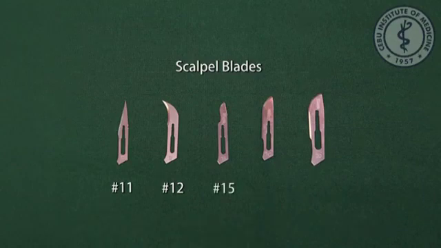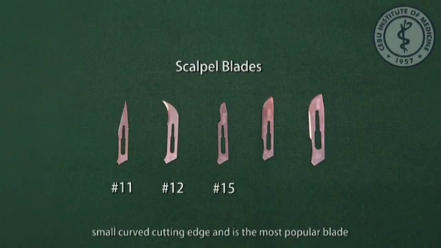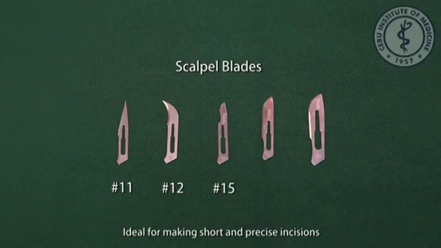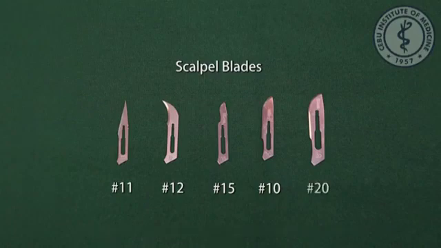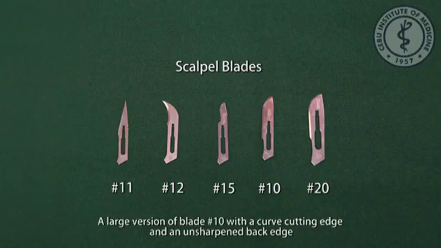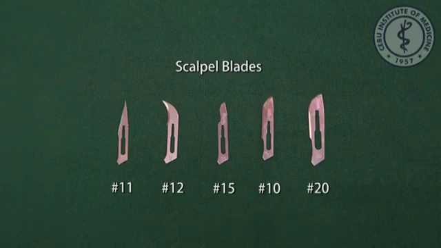Blade number 15, a small curved cutting edge, is the most popular blade, ideal for making short and precise incisions. Blade number 10, used generally for making small incisions in skin and muscles. Blade number 20, a large version of blade number 10 with a curved cutting edge and an unsharpened back edge, used for orthopedic and general surgical procedures.